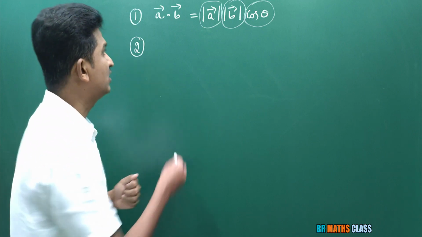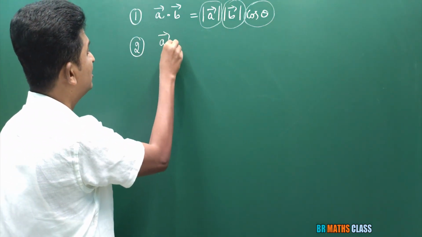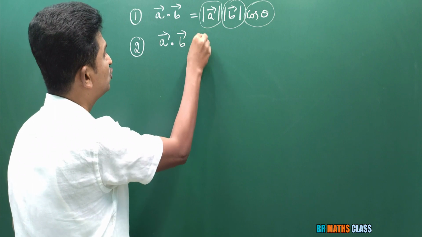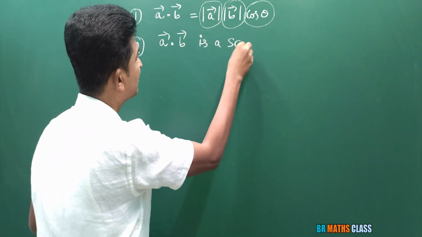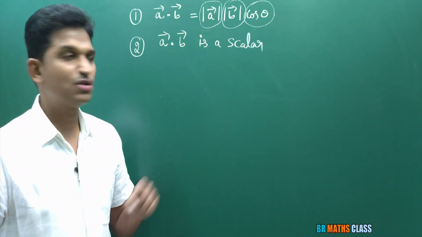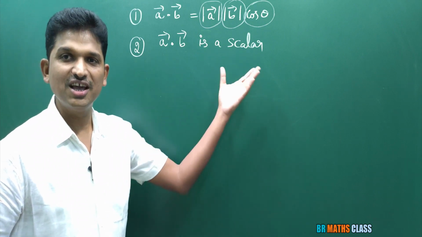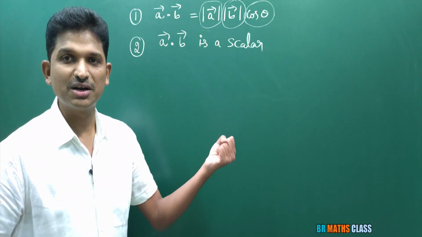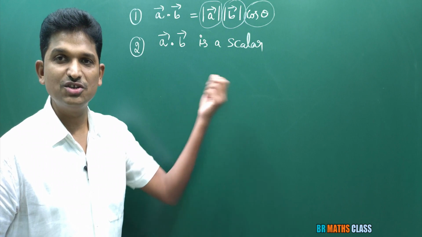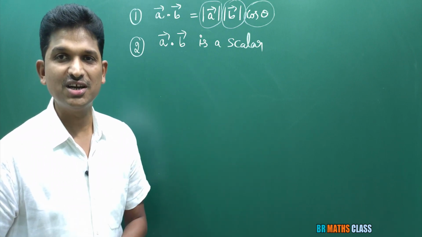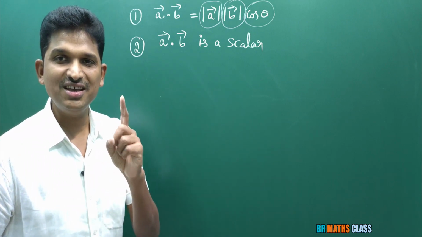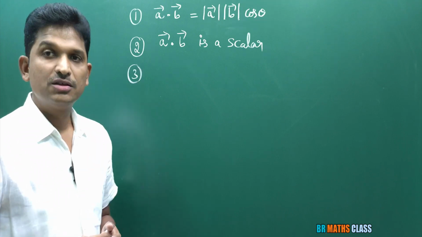So what is the second one? Second one is A bar dot B bar. Dot product of two vectors is a scalar. Whenever you calculate dot product of two vectors, the answer is always a scalar. Scalar means some fixed number. You will get some number. When we do dot product of two vectors, you always get some number. You don't get a vector. So dot product of vectors is a scalar. That is the second point.